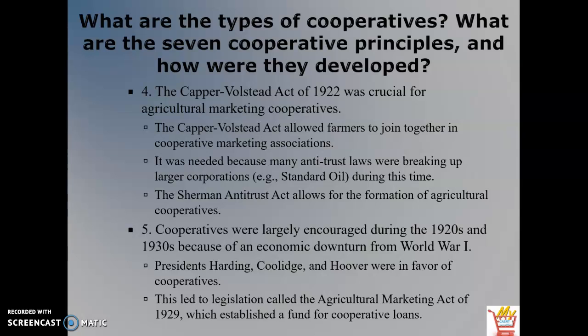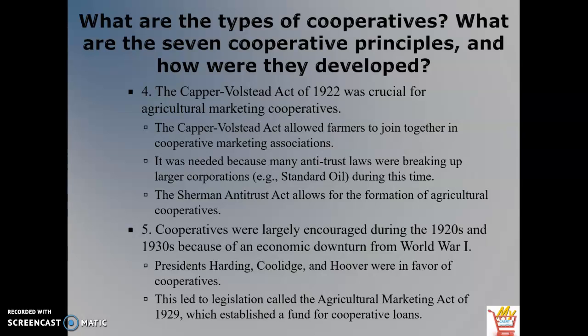So without the Capper-Volstead Act, we wouldn't have things like Land O'Lakes and Prairie Farms and companies like that. And we needed that law because many antitrust laws were breaking up larger corporations during this time. In the early 1900s, one of the goals of our government was to break up these mega corporations like Standard Oil that had basically cornered the market and had a monopoly almost on the oil industry. The government said, no, we can't allow one company to control everything, so we need to break Standard Oil up into smaller companies to create competition, and it was just better for our economy.